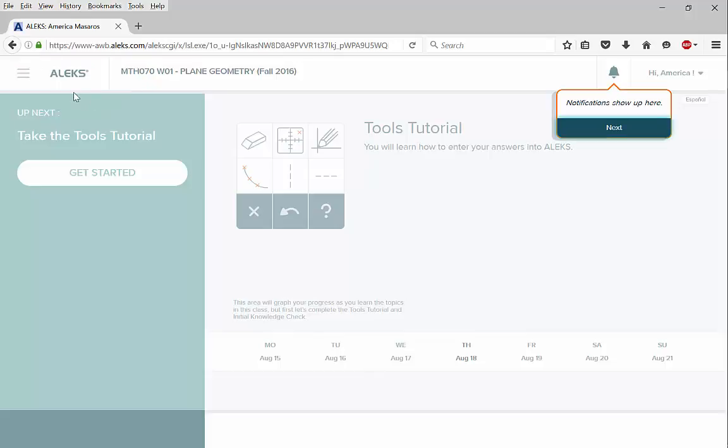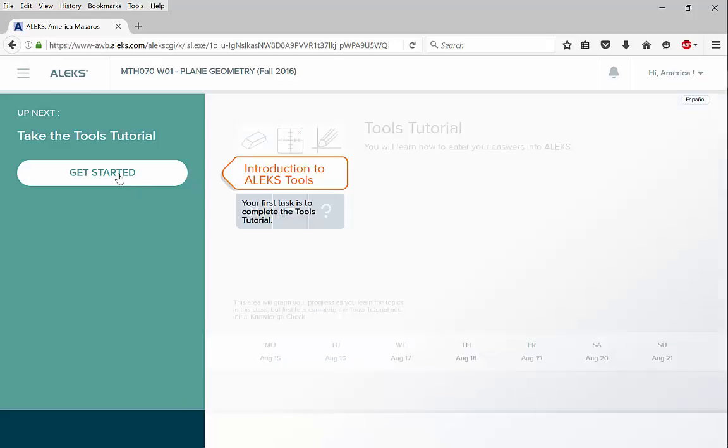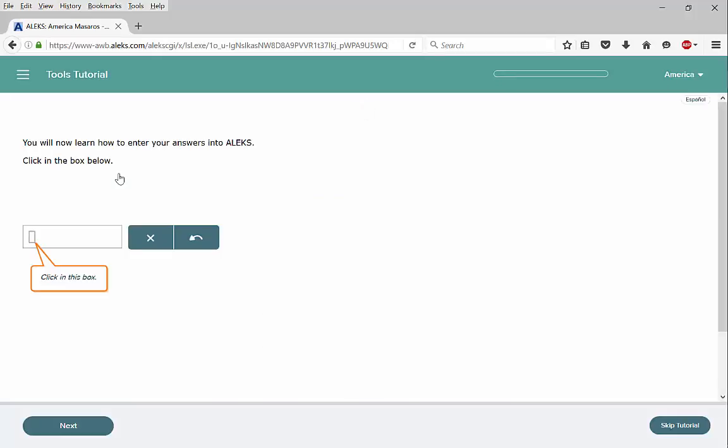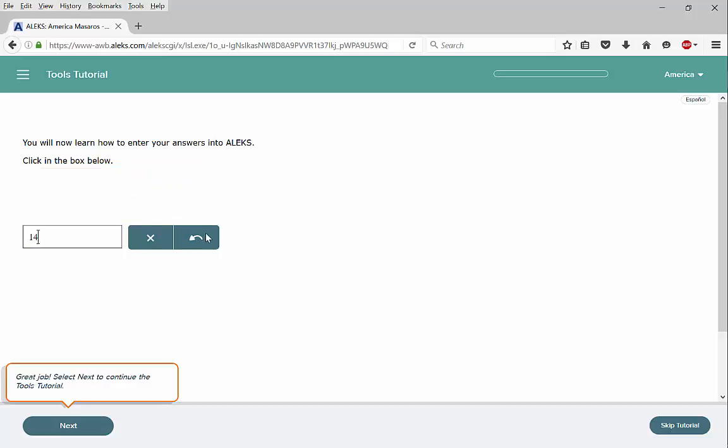Here's my main menu. Whenever I have notifications, they'll show up here. And over here I have a panel that tells me, what do I do now? I take the tools tutorial. And this is just going to take me through and show me how do I enter a number, how do I clear something if I decide I don't like what I entered, how do I undo? All right.